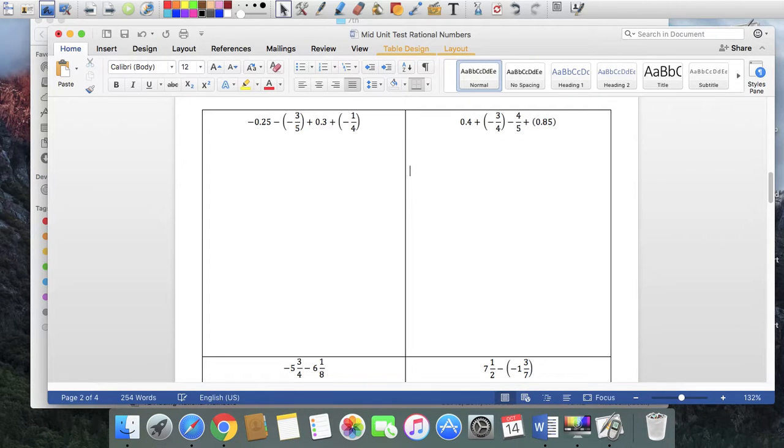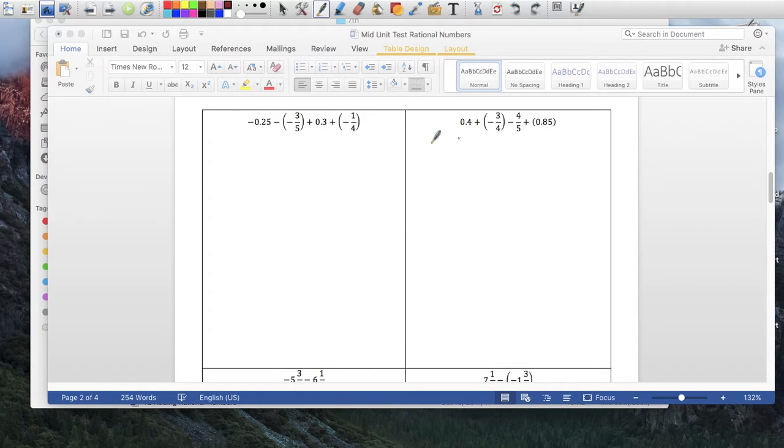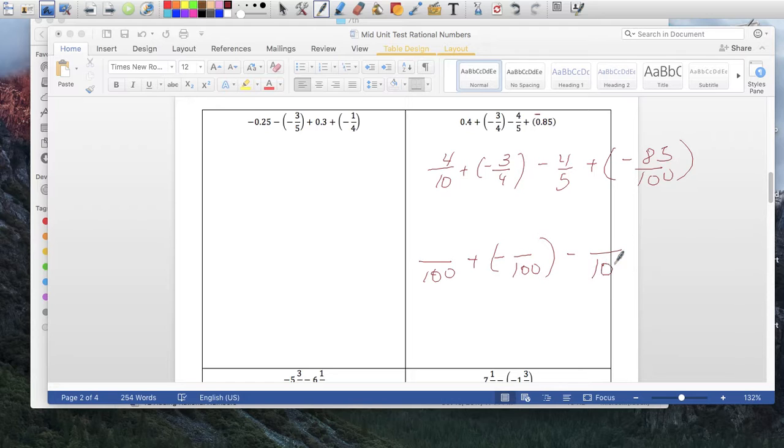So this one, let's see if I can do anything special with this. 4 over 10, plus negative 3/4 minus 4/5, plus, and that should be a negative, okay, because of the parentheses, I meant to say negative, so hopefully you did it. If you did it, it's okay, but I changed it to negative 85 over 100. The LCM of this one is definitely 100, so you don't have a choice. 100 plus negative something over 100 minus something over 100 plus, and the last one stays the same.